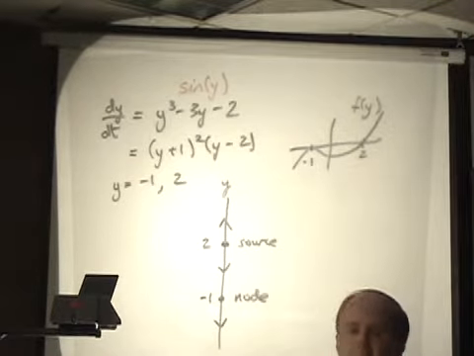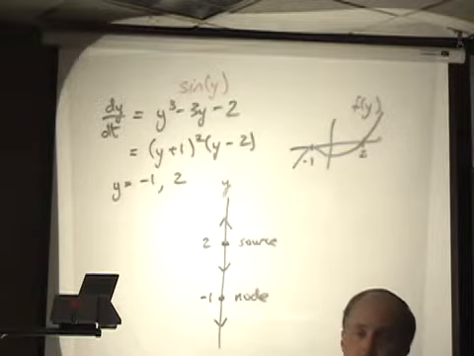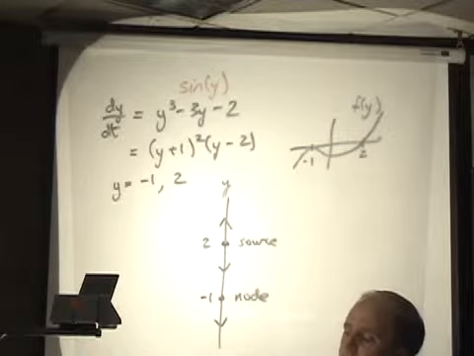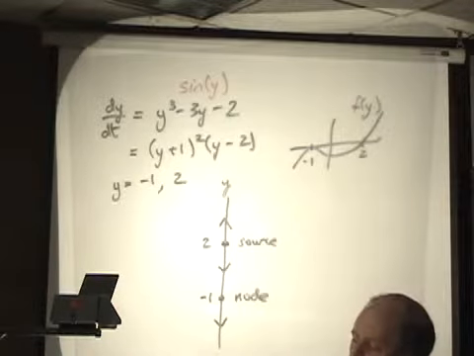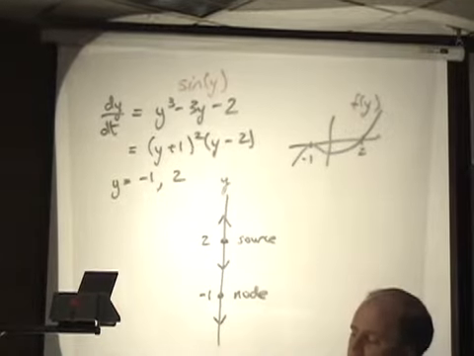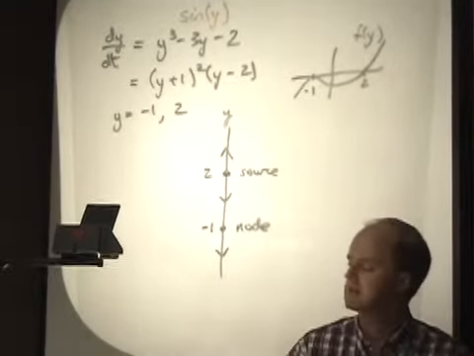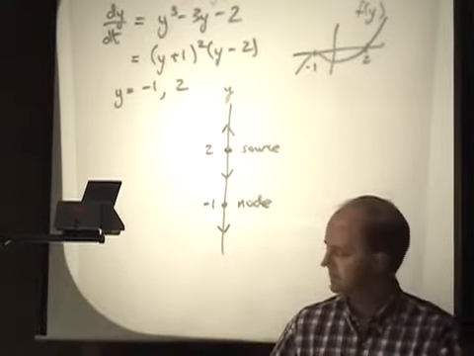For example, the roots of sine of y occur at multiples of pi, integer multiples of pi, to figure out where equilibrium points are and figure out where solutions are increasing and decreasing, and therefore where you get your sources, sinks, and nodes on the phase line.